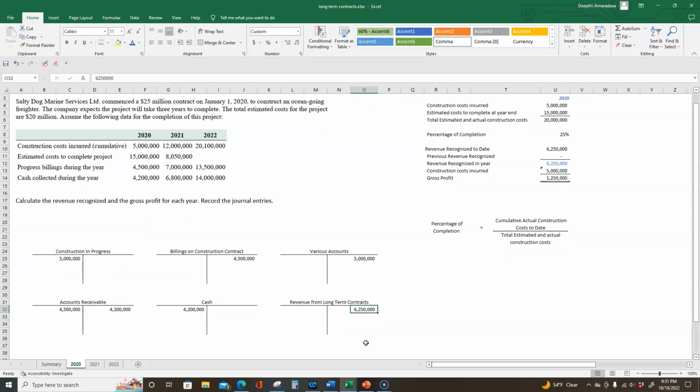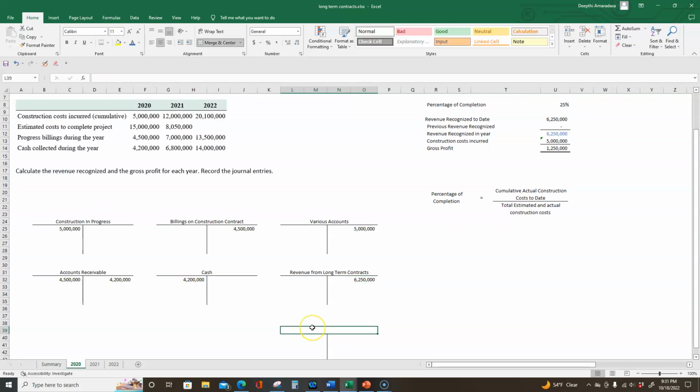We're going to debit an account called cost of construction. Think of it as cost of goods sold. So this is cost of construction. This is an expense account. We're going to debit the cost of construction during the year. Well, we know that $5 million is the construction cost that we incurred during the year. So we're going to debit $5 million. So it's still all part of the same journal entry.